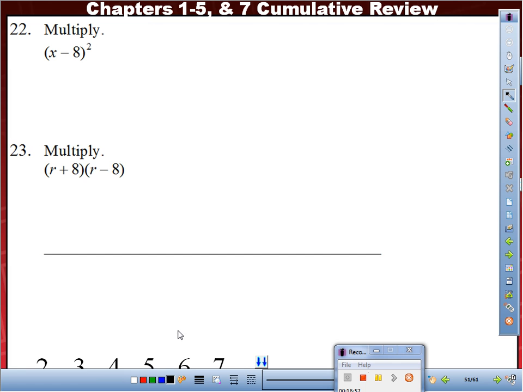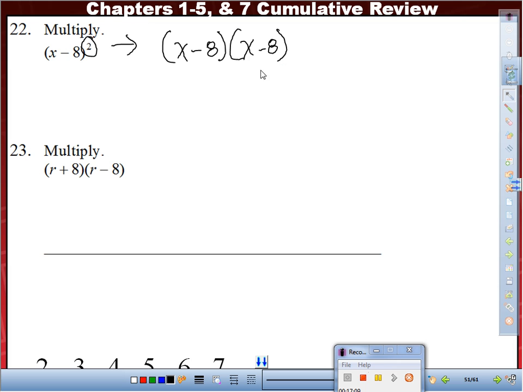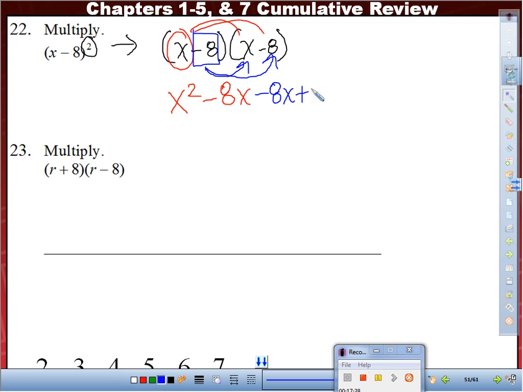Let's multiply this. In order to multiply, we need to rewrite it. We need to rewrite this by writing it twice. So this becomes x minus 8 times x minus 8. That becomes, let's see, I'm going to multiply first the first term, which is x times these two. So x times x, that's x to the second. X times negative 8, that's negative 8x. Next, the second term, negative 8 times x, that becomes negative 8x. Negative 8 times negative 8 becomes positive 64.